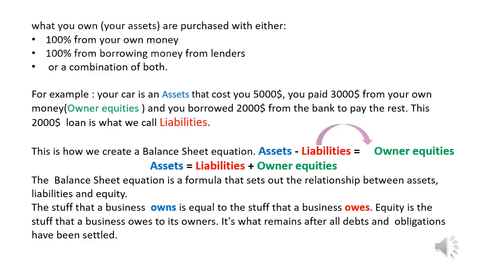Assets are what you own, and liabilities are what you owe. For example, if you buy a car for $5,000 using $3,000 of your own money and borrowed $2,000, the car is an asset, and the loan is a liability. This concept is crucial for creating a balance sheet.